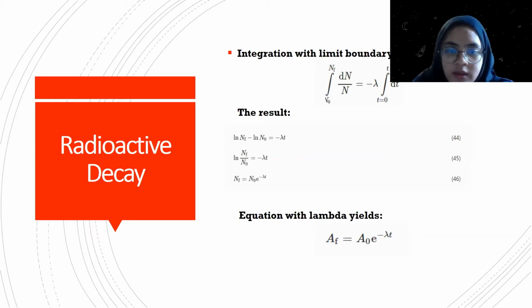The final equation that we get describes the exponential decrease of N as a function of t, which is this.